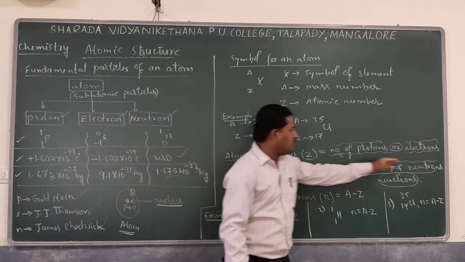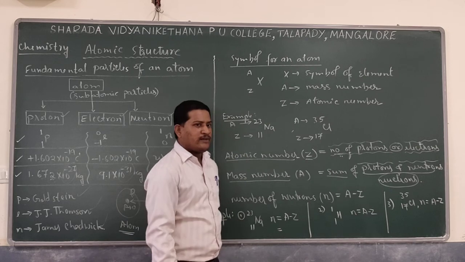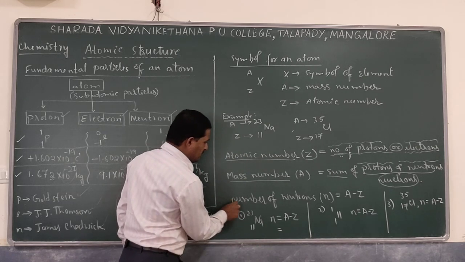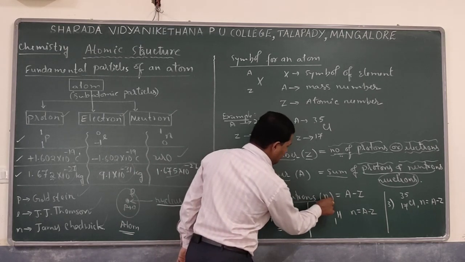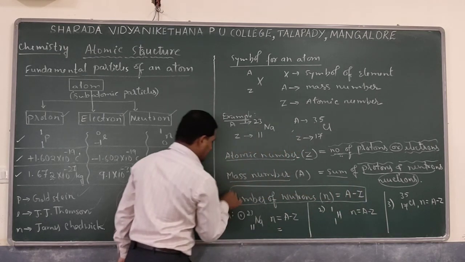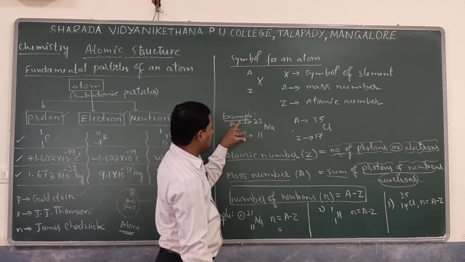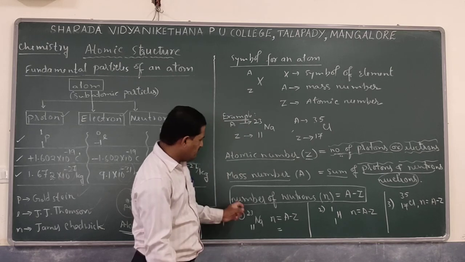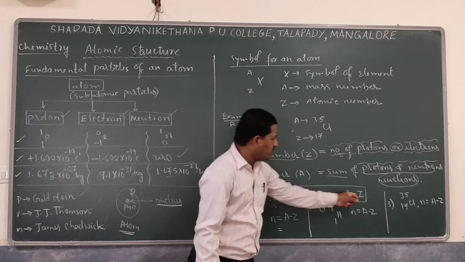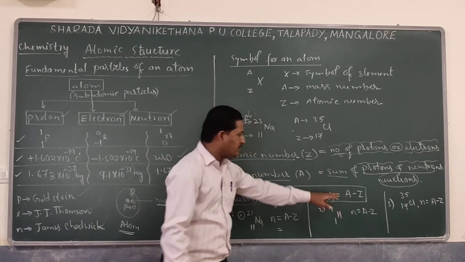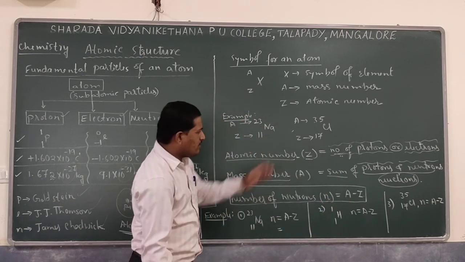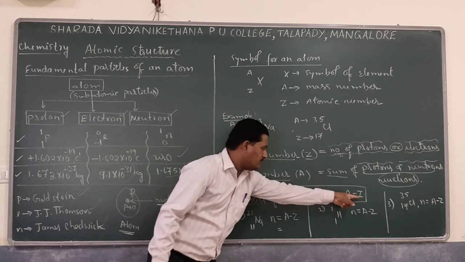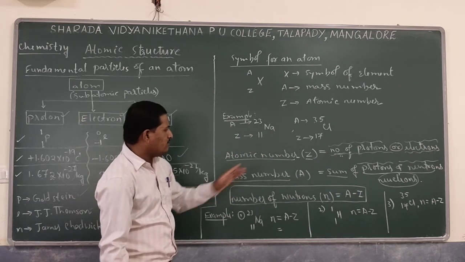Easily one can find out the number of neutrons present in an atom, very easily, by one small formula. Number of neutrons, N is the symbol, is exactly equal to A minus Z. If you subtract A and Z, that means if you take the difference of these two, that tells about the number of neutrons present. Remember this formula. Number of neutrons equals A minus Z, that is, mass number minus atomic number. Mass number minus atomic number tells about the number of neutrons present.